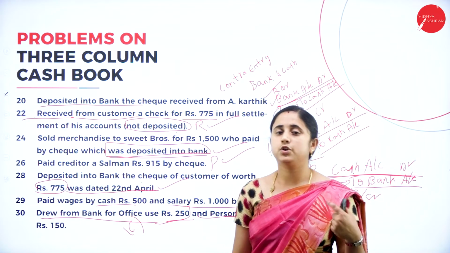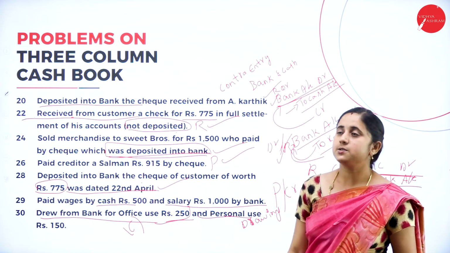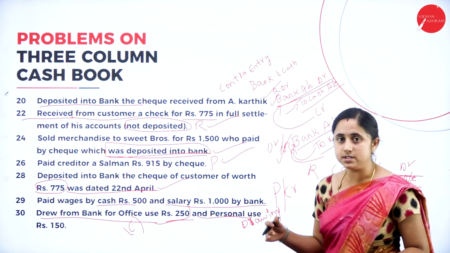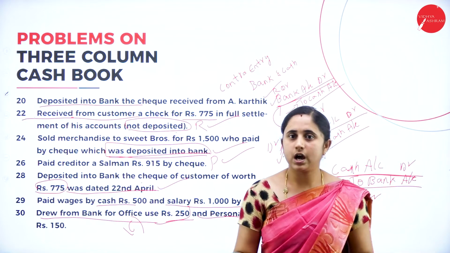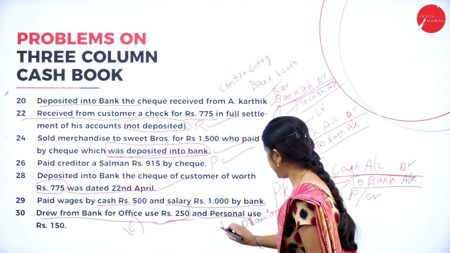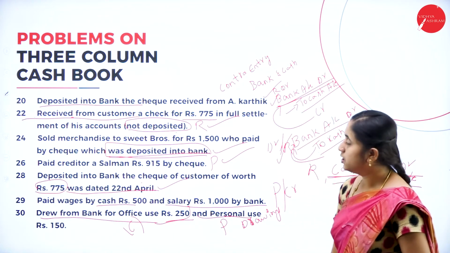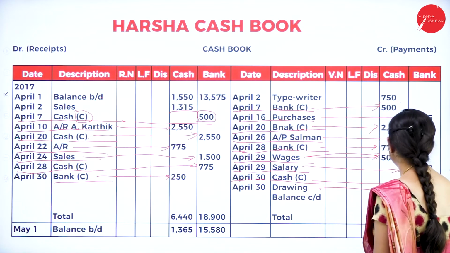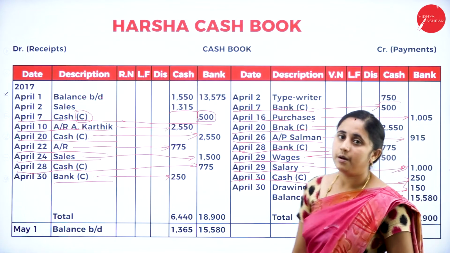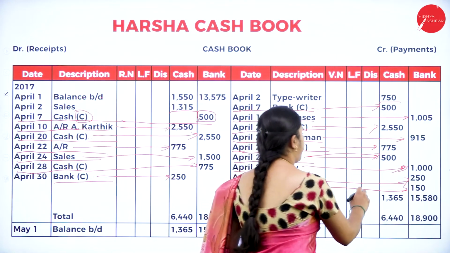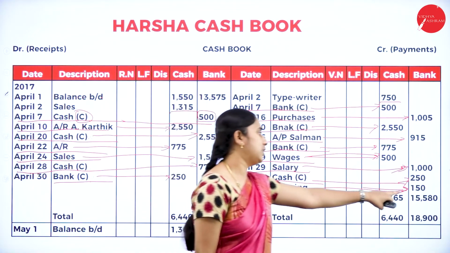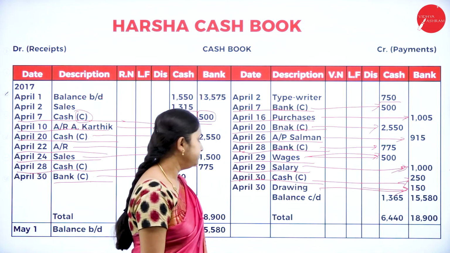Personal purpose means withdrawing cash for the personal purpose. So here drawing is not an expense. So cash is going out. Payment. So write in the payment side. By drawings rupees 150. By drawings rupees 150, amount in the bank column. You are withdrawing from the bank rupees 150 for the personal purpose. So amount in the bank column 150.